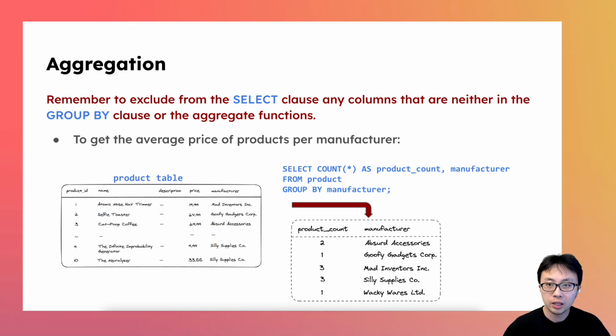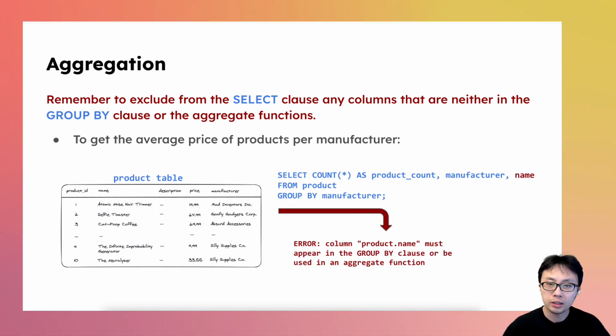Another important thing about the group by clause is that you need to remember to exclude any irrelevant columns in the select clause when you are doing aggregation by group. Specifically, you need to exclude any columns that are neither in the group by clause or the aggregate function. Otherwise, SQL will complain. For example, when you try to add another irrelevant column to this query, like the name column, you will get an error message like this.